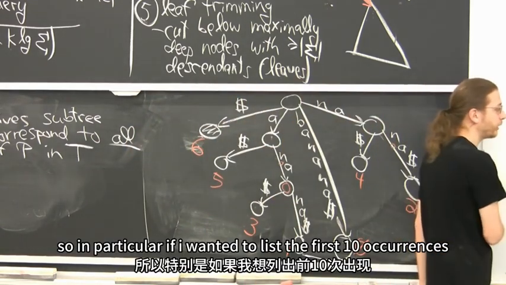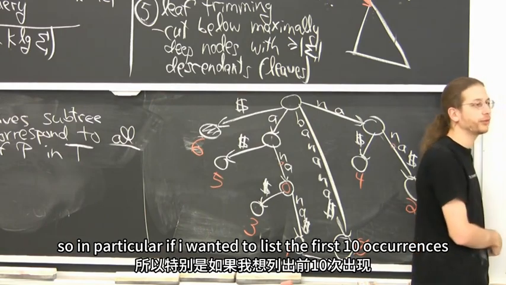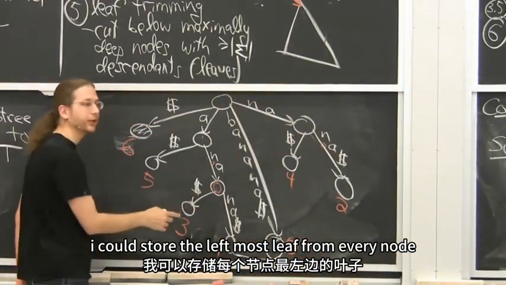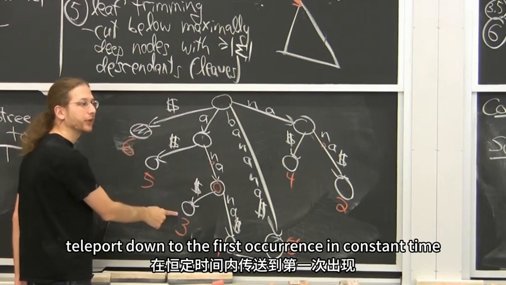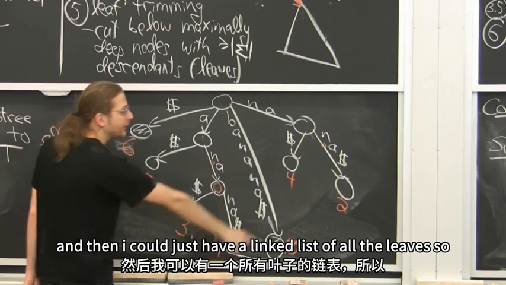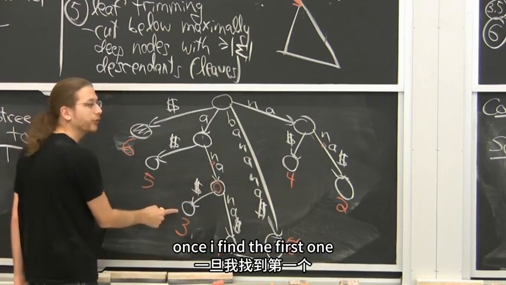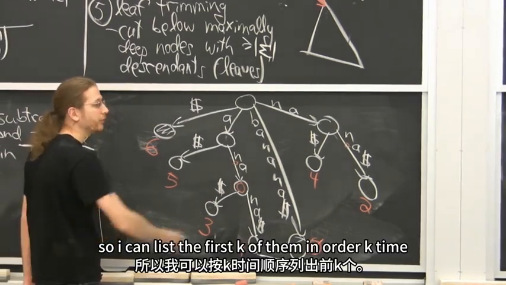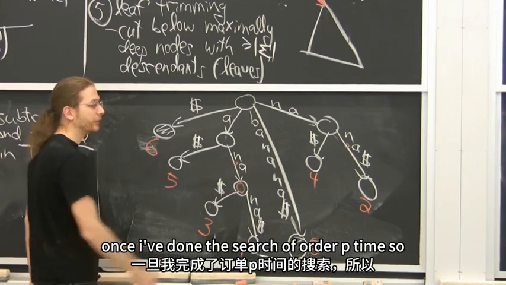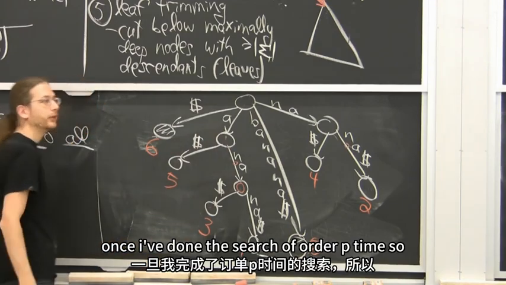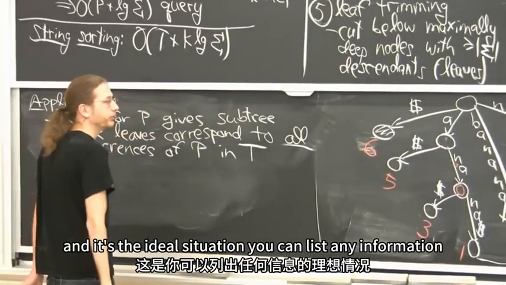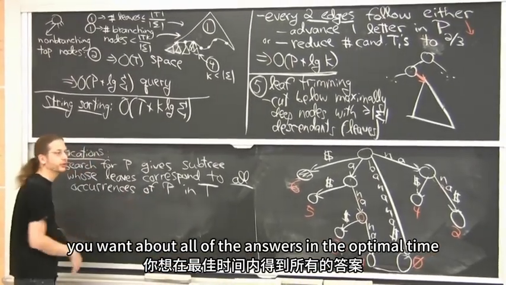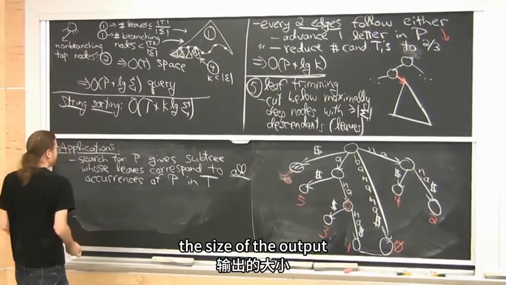So in particular, if I wanted to list the first 10 occurrences, I could store the leftmost leaf from every node, teleport down to the first occurrence in constant time, and then I could just have a linked list of all the leaves. So once I find the first one, I can just follow until I find, oh, that's not an occurrence of P. So I can list the first k of them in order k time, once I've done the search of order P time. So this is really good searching, and it's the ideal situation. You can list any information you want about all of the answers in the optimal time, the size of the output.